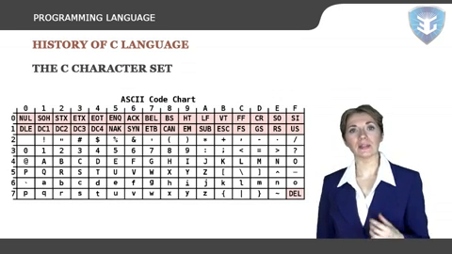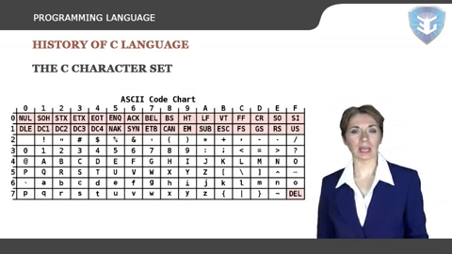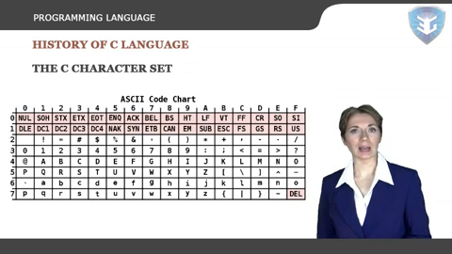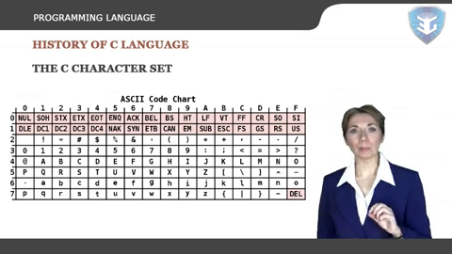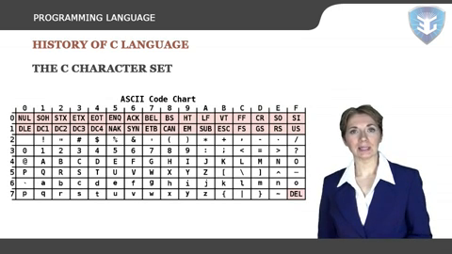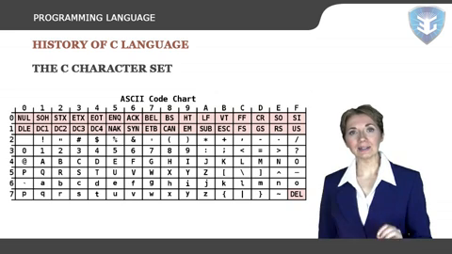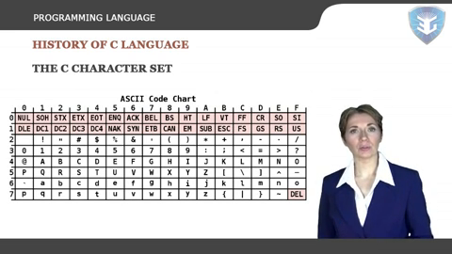The ASCII characters and their numeric values. Examples of characters are the 26 lowercase Roman characters, a to z, and the 26 uppercase Roman characters, A to Z. The 10 decimal digits 0, 1, 2, 3, 4, 5, 6, 7, 8, 9.